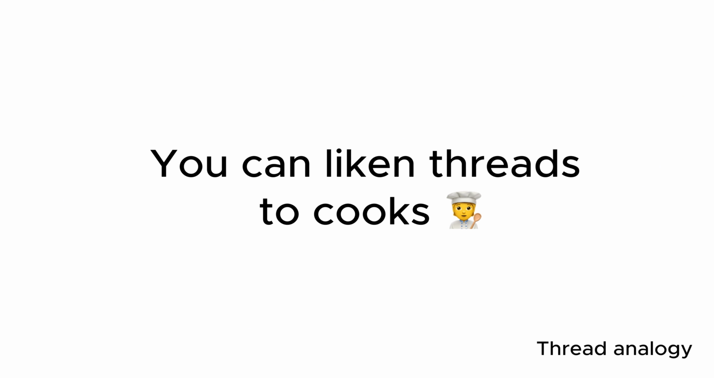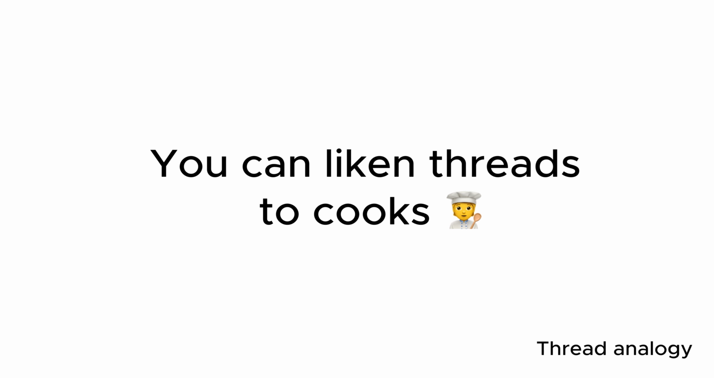You can liken threads to cooks in a kitchen working together on different parts of the same meal. In this analogy, each cook represents a thread performing their own specific task, such as grinding pepper or baking bread. All these cooks work within the same restaurant, which represents the process. Just like threads, the cooks share resources such as ingredients, knives, and pots, which represent memory and system resources.